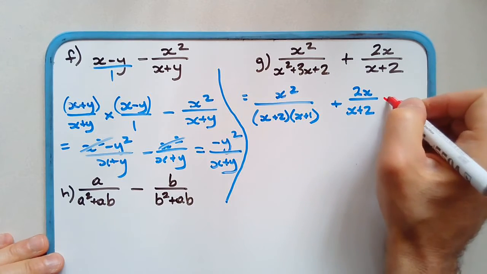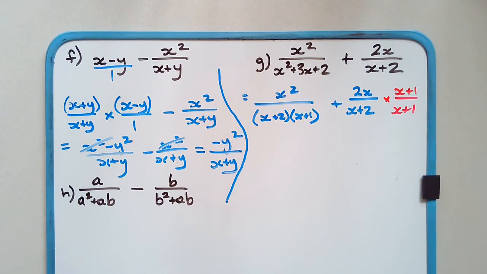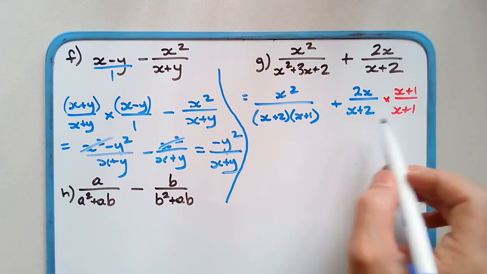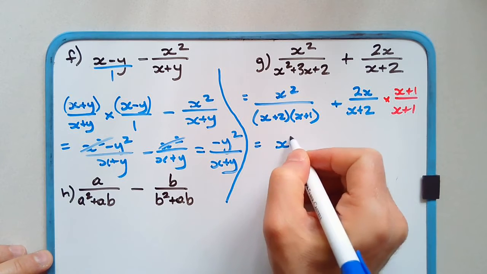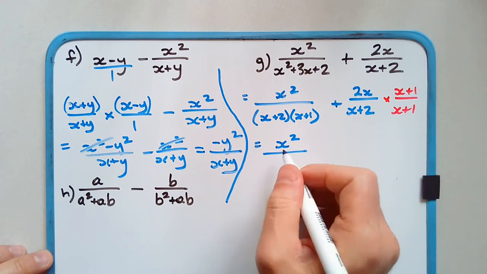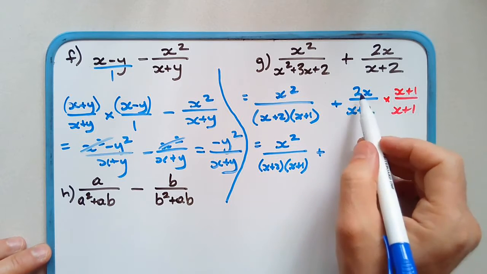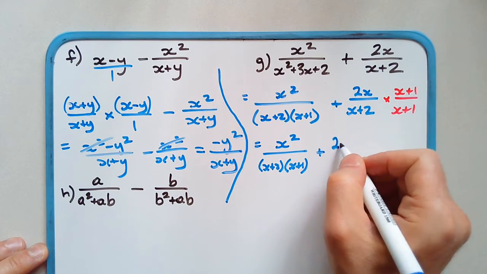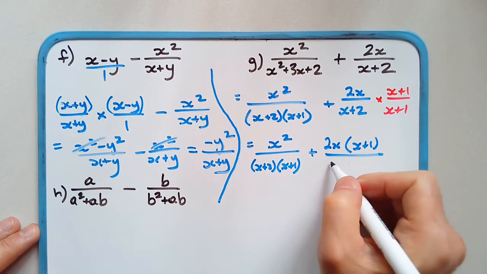Well, let's do that. So what we're going to do is multiply top and bottom here by x plus 1 over x plus 1. That's kind of like find the factor that's missing and then multiply it in. And that way you reintroduce that factor into the respective denominator, and you end up with two denominators that are in fact common. So that becomes x squared over x plus 2, x plus 1, plus, now let's multiply this through. You've got 2x, outside of x plus 1 over x plus 2, x plus 1.